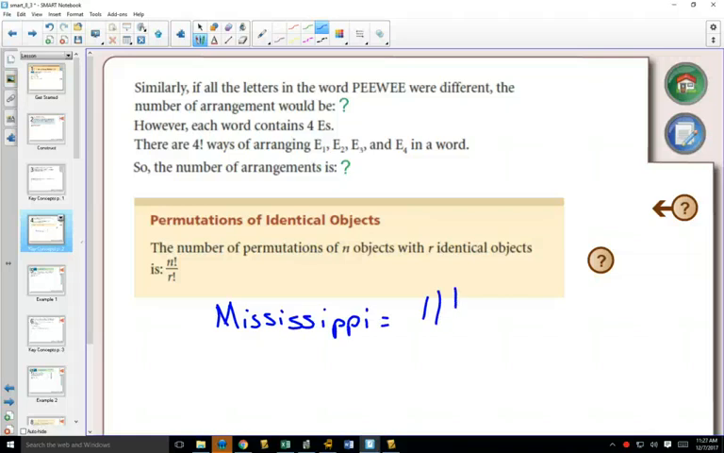So there are 11 letters, and if they were all different, the number of permutations would be 11 decisions, 11 spaces: 11, 10, 9, 8, 7, 6, 5, all the way down to 1, which would be 11 factorial. But because we have identical objects, there's 4 identical S's, right? You divide by 4 factorial because S's are the worst letter to choose.